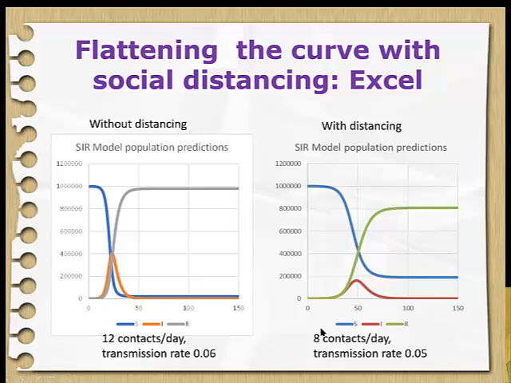Here, just by reducing the contacts from 12 to 8, my peak is very much flatter. I'm sorry, the color here is green, it should be gray, but you can see that the peak is flatter and the number of people who get the disease is reduced by 200,000. Right, so that's your peak flattening.